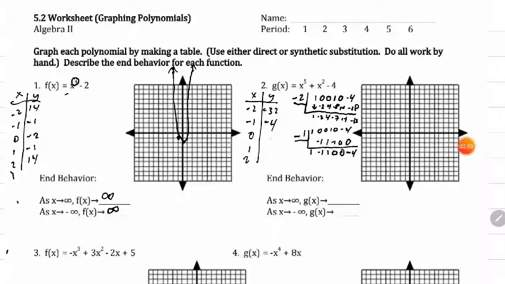Okay, and then I'm going to use direct substitution for 0 because 0 plus 0 minus 4 is minus 4. And then 1 is negative 2. And then 2 is 32. So let's graph what we have. So 0, comma, negative 4. Negative 1 is also negative 4. One is negative 2.